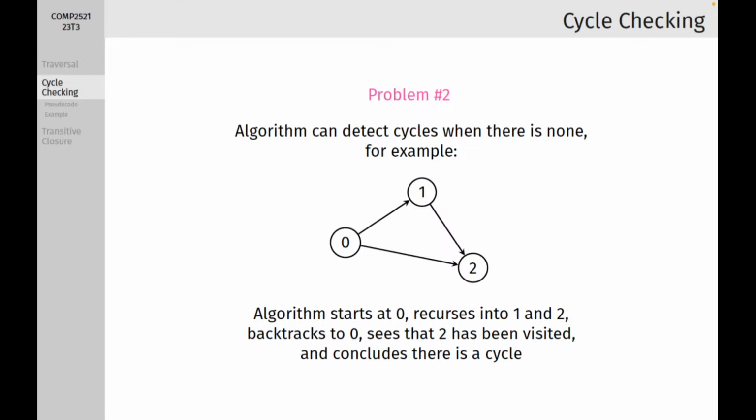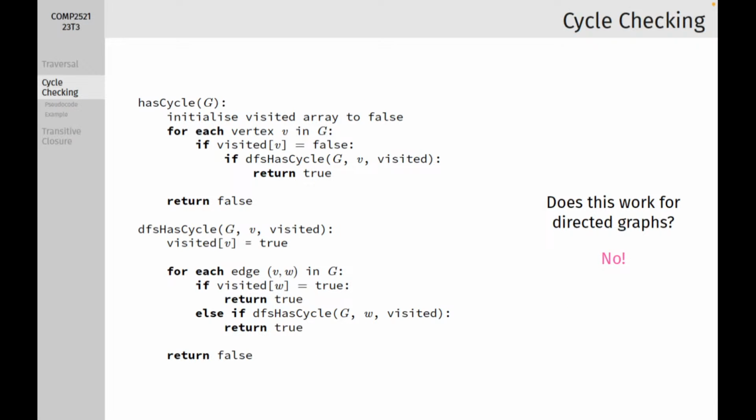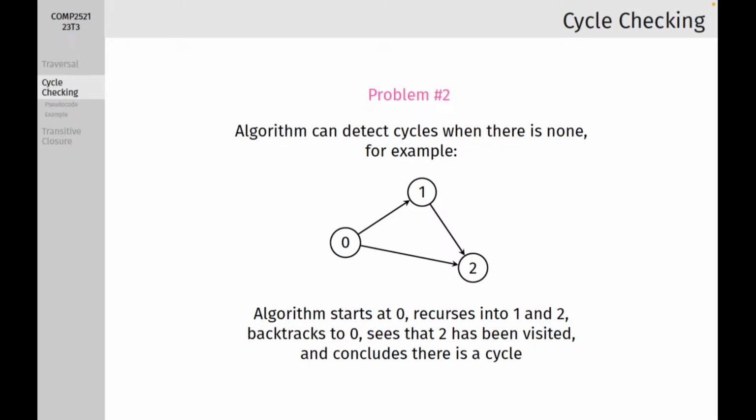Right, so why will this algorithm detect a cycle in this graph? Well, what would happen if we started at 0? Right? So if we start at 0, then it's going to recurse into 1, right? Then it's going to recurse into 2, so it's going to mark both 1 and 2 as visited. Right? Then it's going to reach a dead end, right? So 2 is a dead end, so it's going to backtrack to 1, backtrack to 0, and then it's going to see that 2 has been visited, right? So it'll think that there's a cycle.